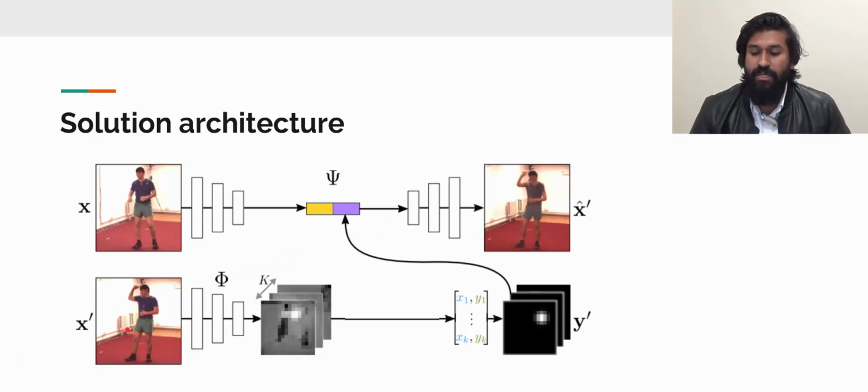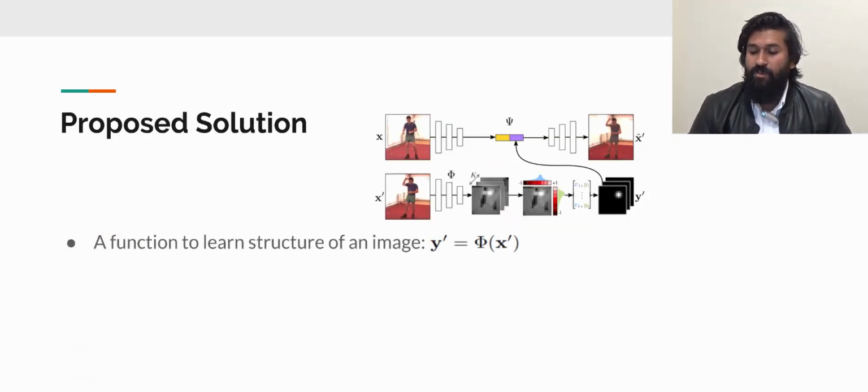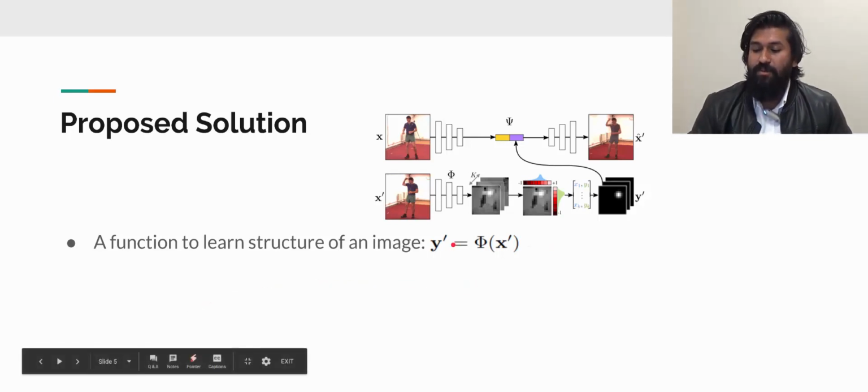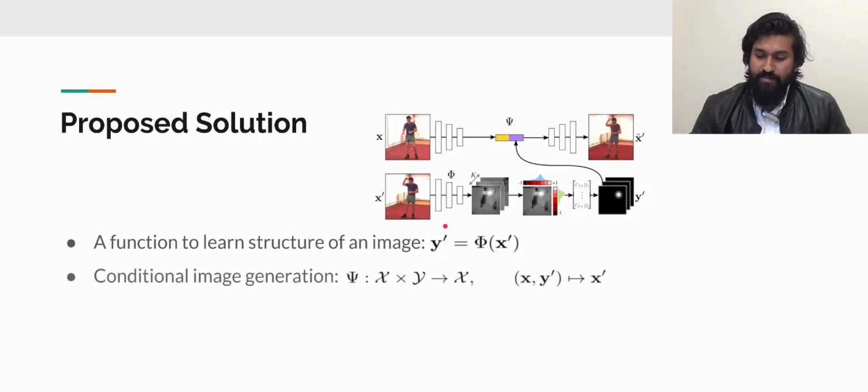So let's go deeper into their solution. What's the first thing we need for this solution? We need a function to extract features from the target image x prime. So we can call that function phi. Basically here phi is a neural network. So phi takes the input x prime and it generates the output y prime, that means the Gaussian heat maps.